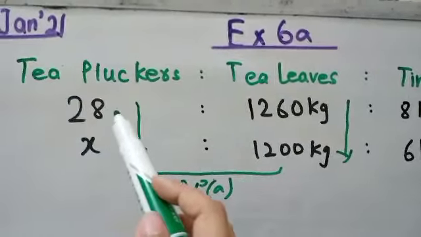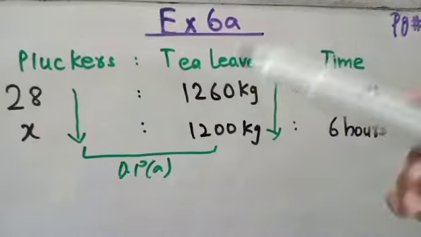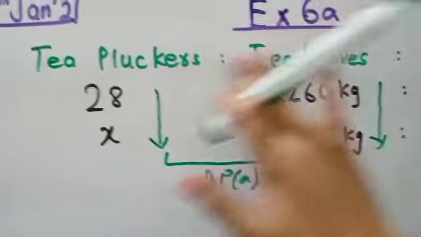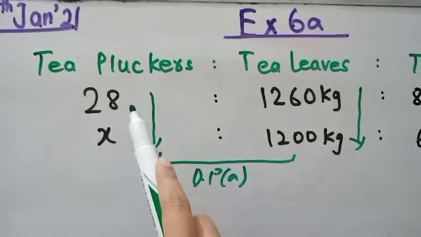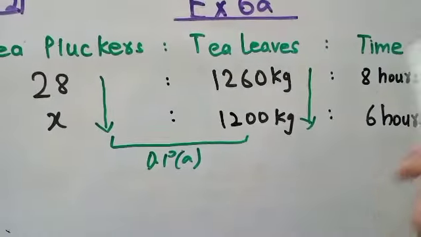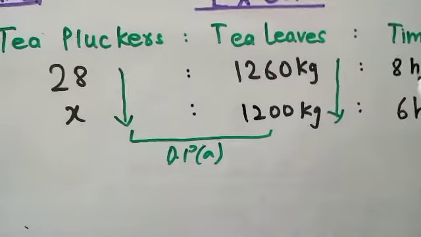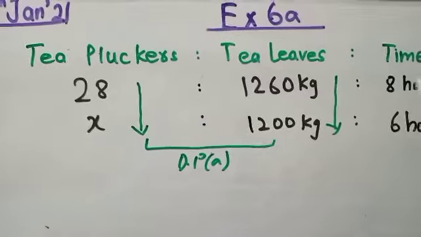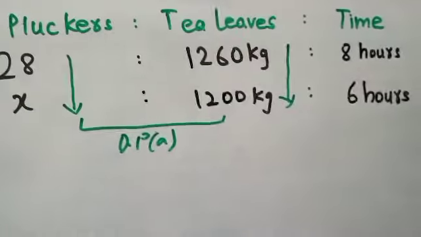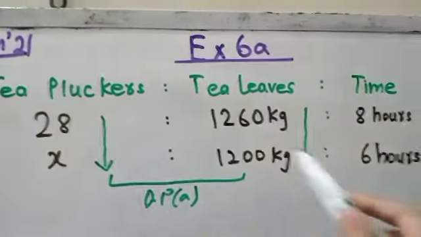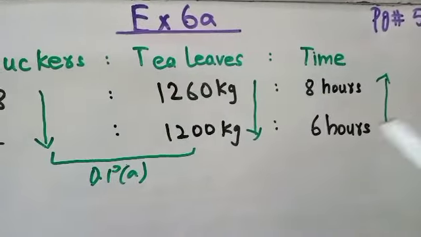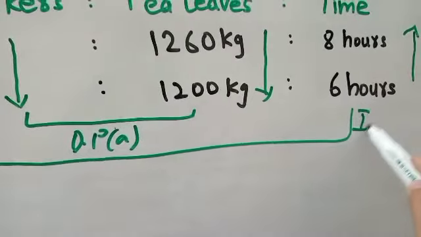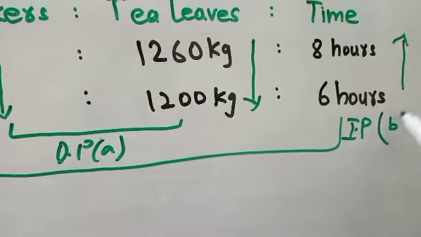So 28 tea pluckers is plucking tea leaves or whatever in 8 hours. I will ignore this term. I am just looking at time and tea pluckers. So there are 28 tea pluckers. They are working in 8 hours, whatever the work is. If I reduce the time, obviously if I am decreasing the time, I will be needed more tea pluckers. So again this become inversely proportional. Here I made my arrows down, here I will make it up to show that this is inversely proportional. This is inverse proportion and this is B part.